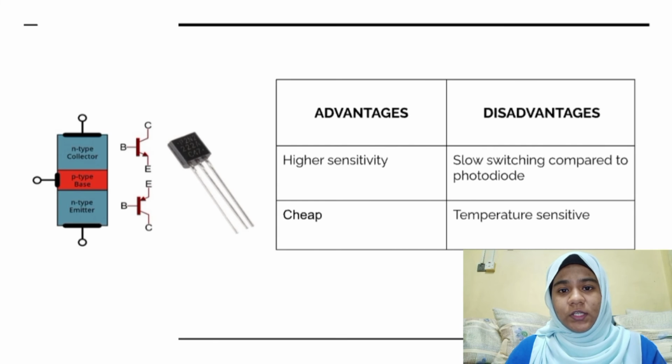Advantages for semiconductor transistor is it is higher in sensitivity and also it is a lot cheaper. And the disadvantages are it has slow switching compared to a photodiode, and also it is very temperature sensitive.